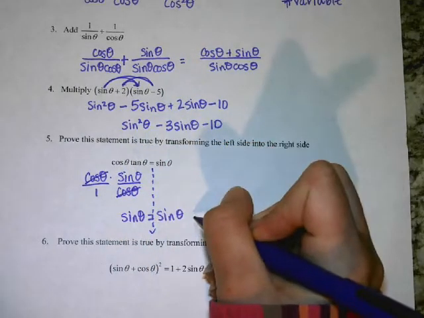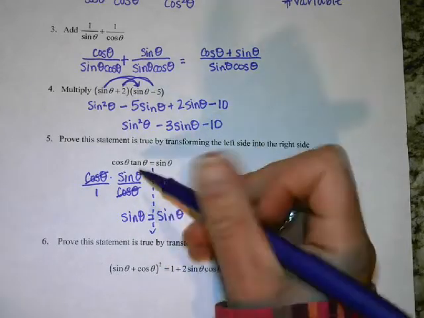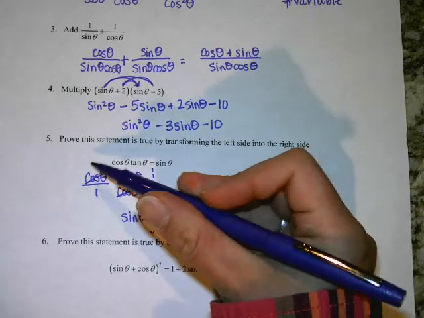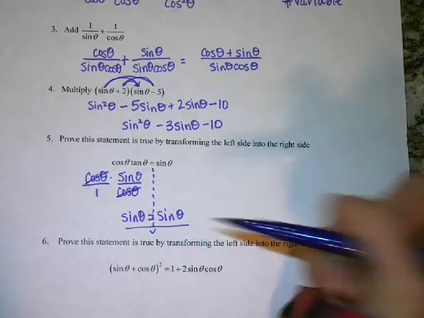You need this last step. I must see sine of theta equals sine of theta. Okay? You're working all in the left-hand side here. You're working vertically, and you must write this last step down here at the bottom.